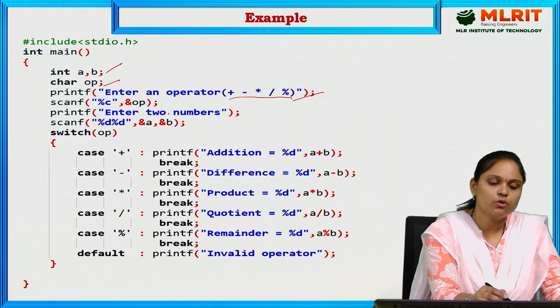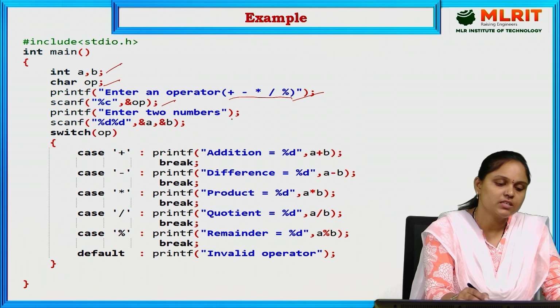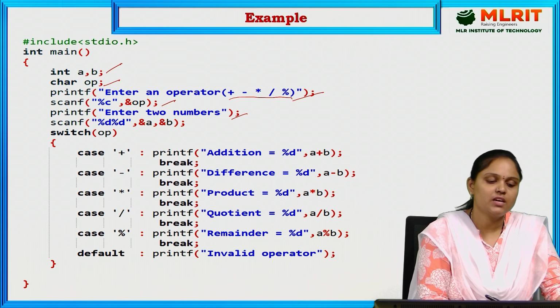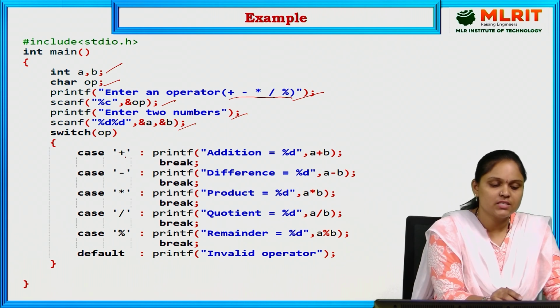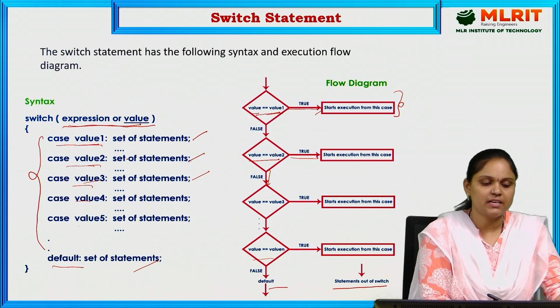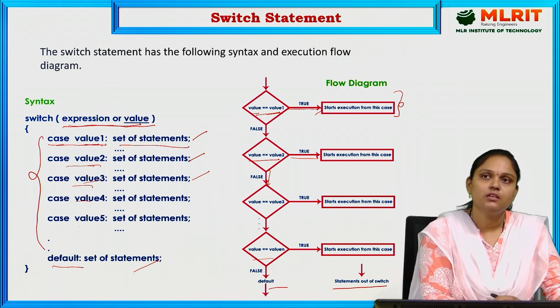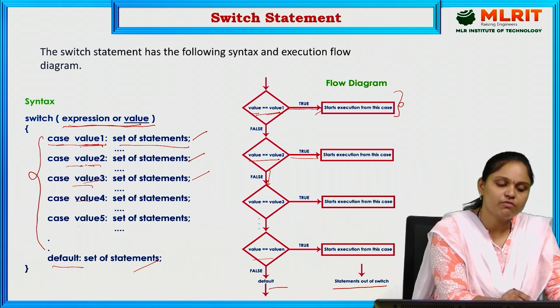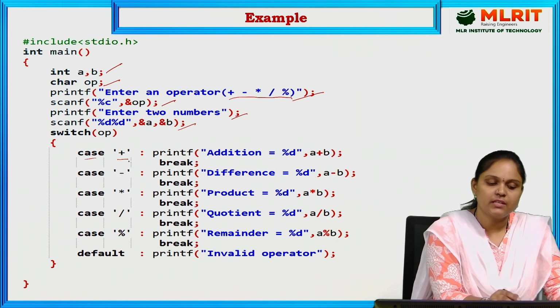As we all know, we use these operators for addition, subtraction, multiplication, division, and to find the remainder. Next, whatever operator we have entered, we are reading by using this scanf statement. Then we are asking to enter the 2 numbers on which we need to perform those operations, and by using the scanf statement, we are reading those 2 numbers. Next is the case. This is the case and this is the case value.